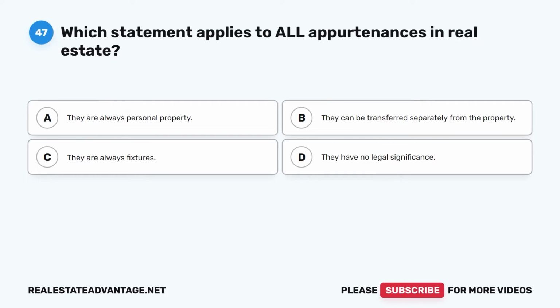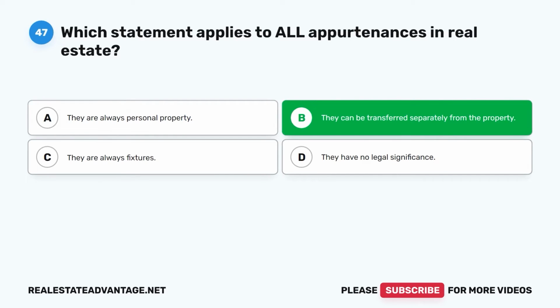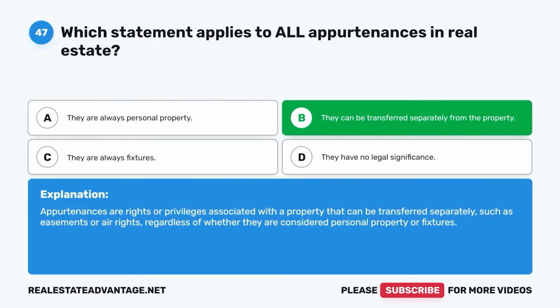Question 47. Which statement applies to all appurtenances in real estate? A. They are always personal property. B. They can be transferred separately from the property. C. They are always fixtures. D. They have no legal significance. The correct answer is B. They can be transferred separately from the property. Appurtenances are rights or privileges associated with a property that can be transferred separately, such as easements or air rights, regardless of whether they are considered personal property or fixtures.